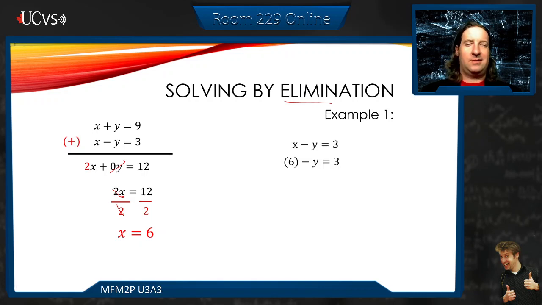It might be a little bit tricky, but how do we solve this? We're going to get rid of the 6 on the one side. So let's subtract 6 on both sides. So 6 minus 6, they're gone. And then 3 minus 6 is going to be negative 3.